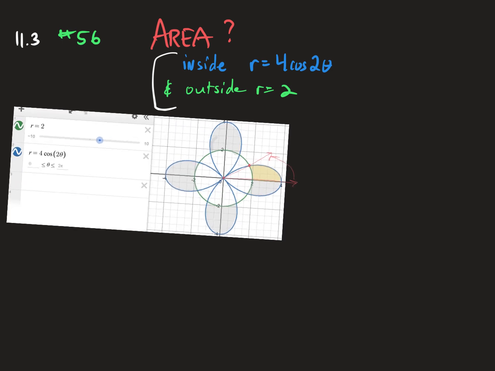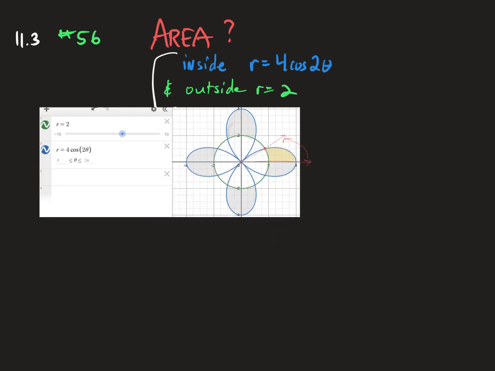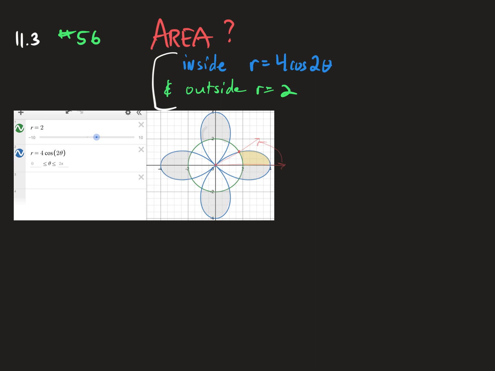So then, when are they equal to each other? Let's find theta where these graphs intersect. Blue curve is equal to the green curve. Cosine of 2 theta is 2 fourths.